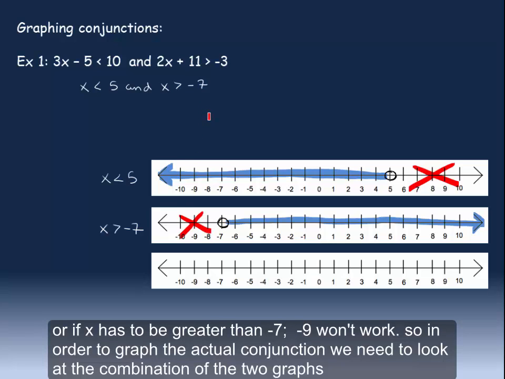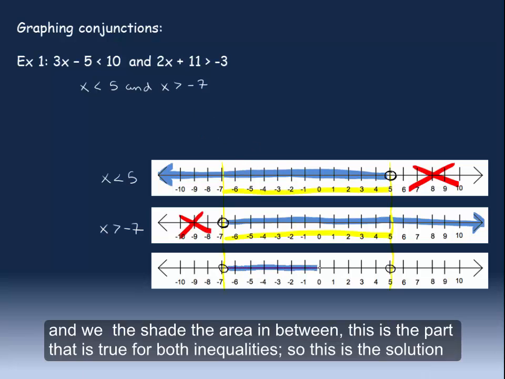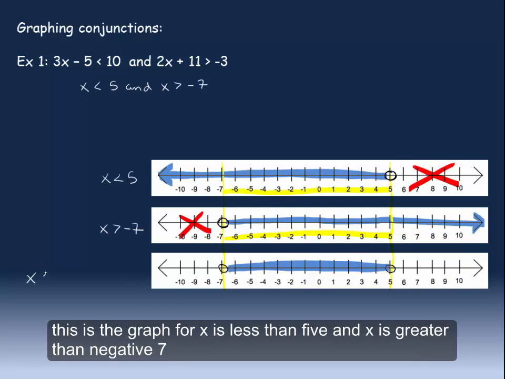So in order to graph the actual conjunction, we need to look at the combination of the two graphs. And we shade the area in between. This is the part that is true for both inequalities. So this is the solution. This is the graph for x is less than 5 and x is greater than -7.